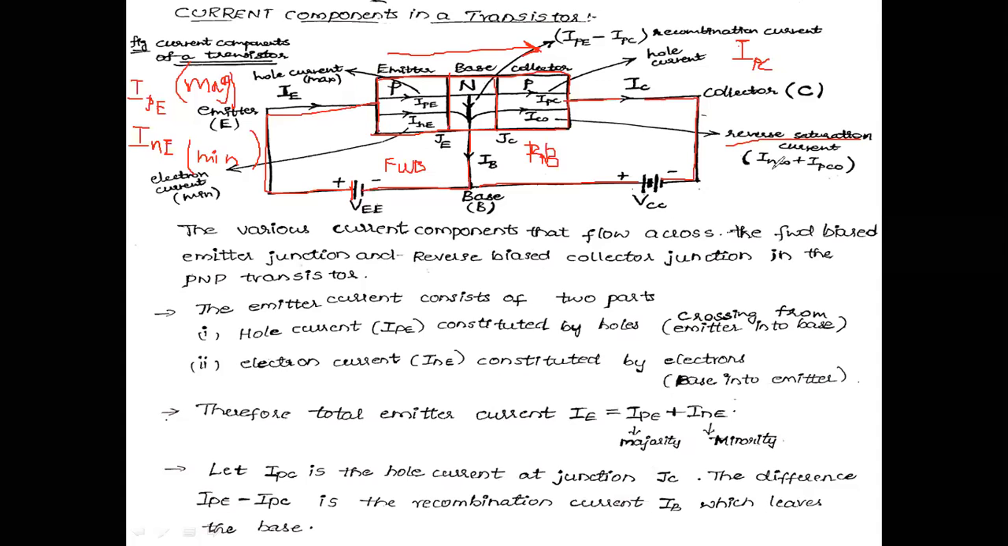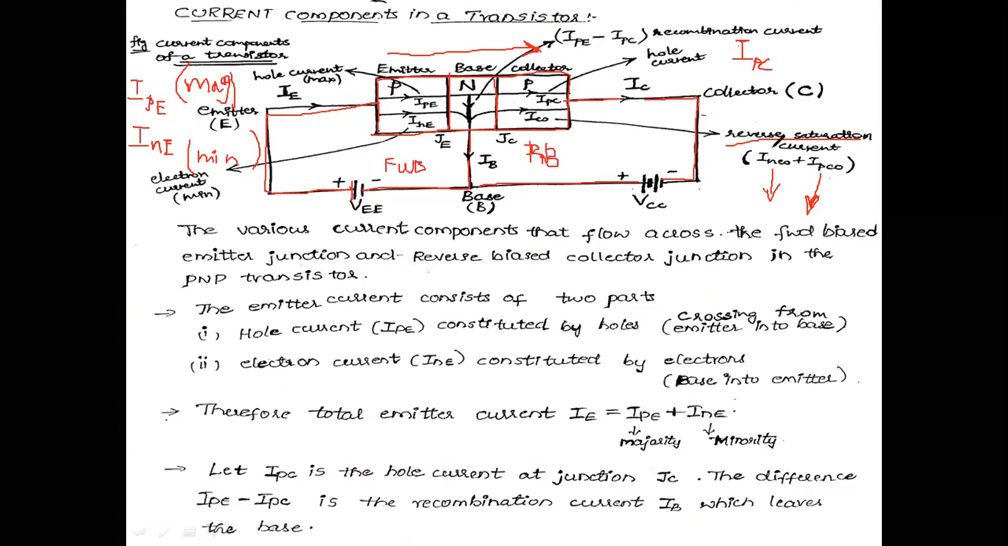I am going to consider this electron minority current as well as the hole minority current in the reverse direction, treated as INC naught and IPC naught. Okay, that is about the reverse saturation current here. This is regarding minority carrier current flow.